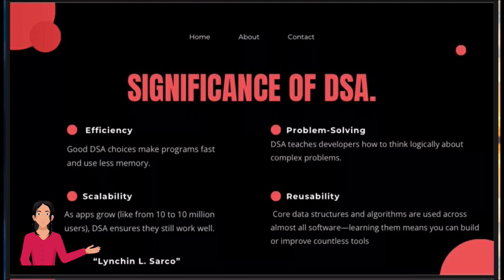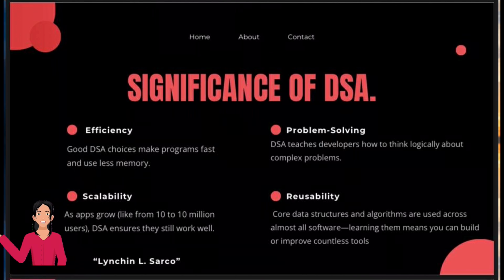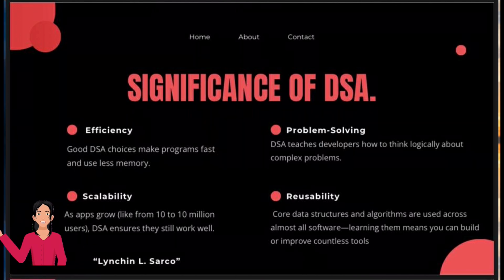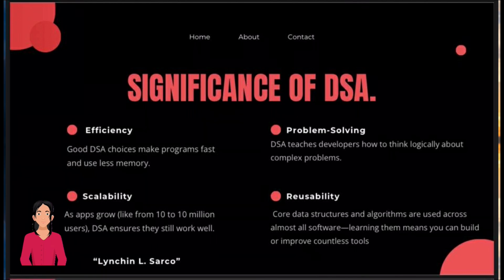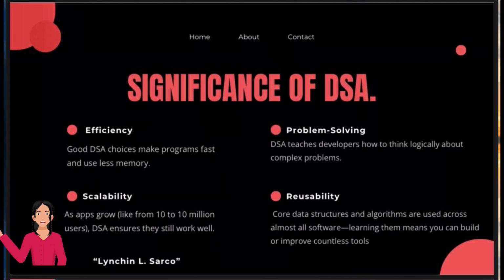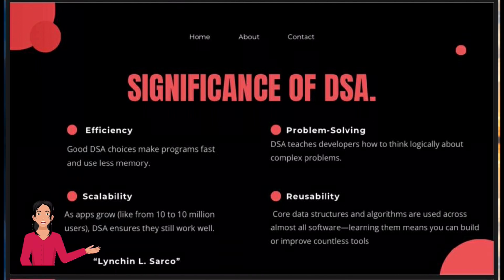last is reusability. Core data structures and algorithms are used across almost all software. You can build or improve countless tools. So in summary, without DSA, the tech we rely on every day would be slow, clunky, and unable to keep up with our needs.